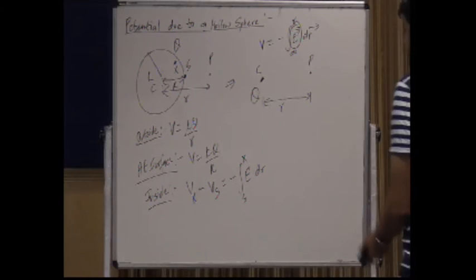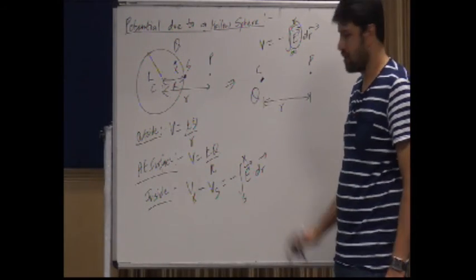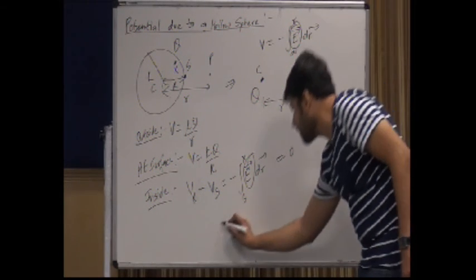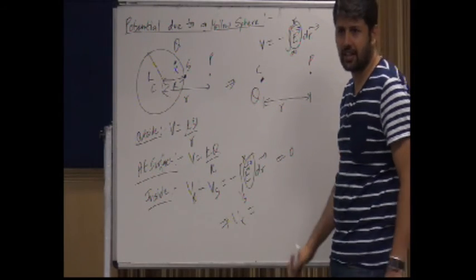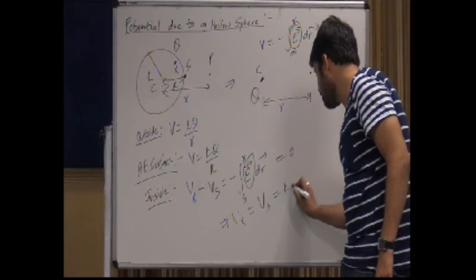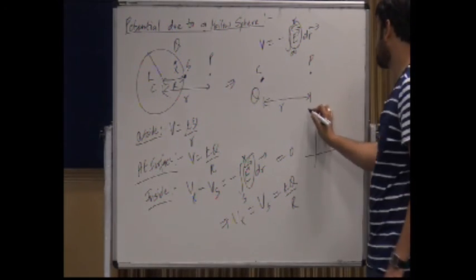Since we know E is 0 in this scenario, inside the field is 0, RHS would be 0. So we can say that potential at a point x inside is equal to potential at surface. So this is actually how much? KQ by R itself. Graphical interpretation becomes this.